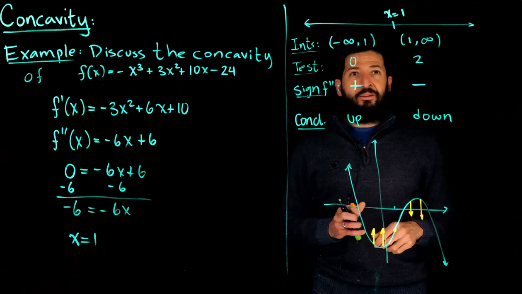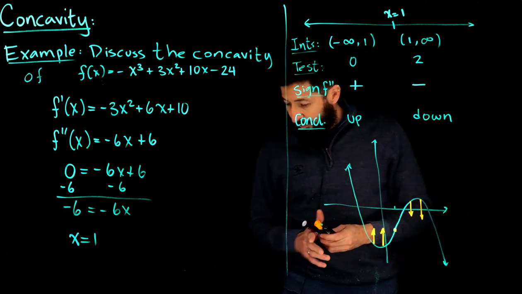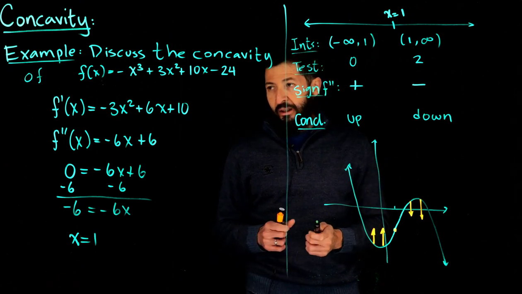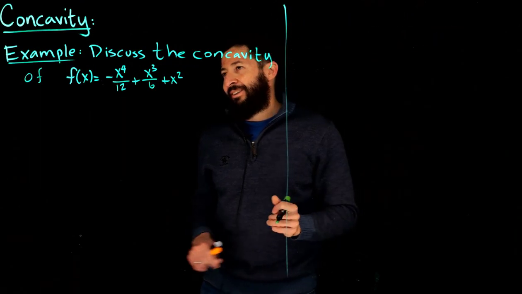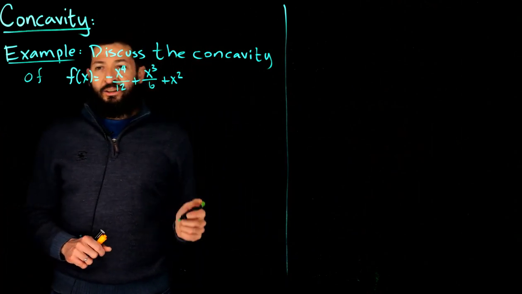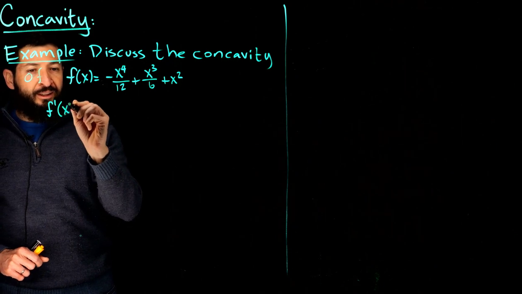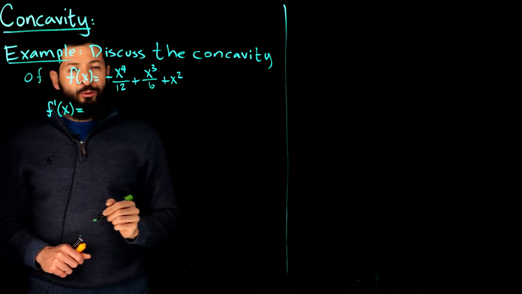All right, let's do another example with a polynomial, and then we'll do one with a rational function, and I think that's what we're going to do for today. All right, guys, so we're going to go ahead and look at this problem here, and again, our first step is to find the second derivative. So we start with the first derivative.